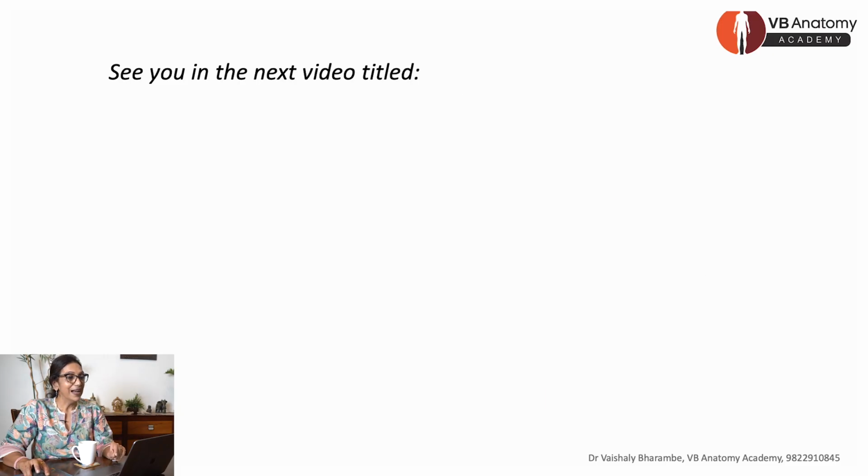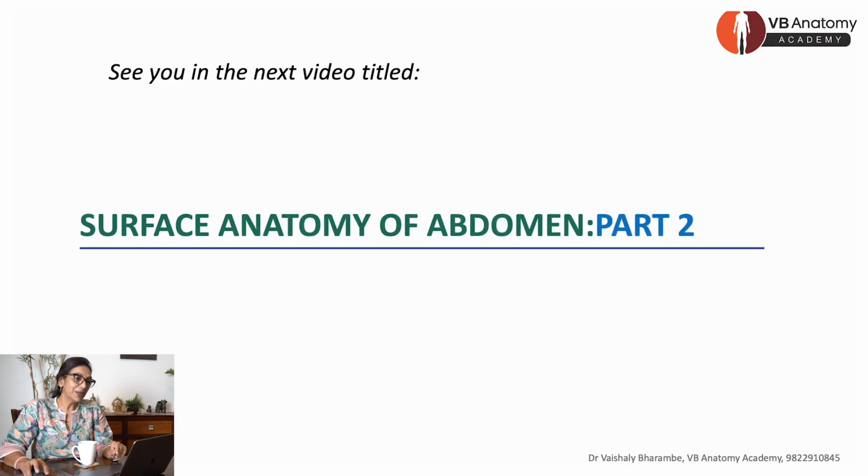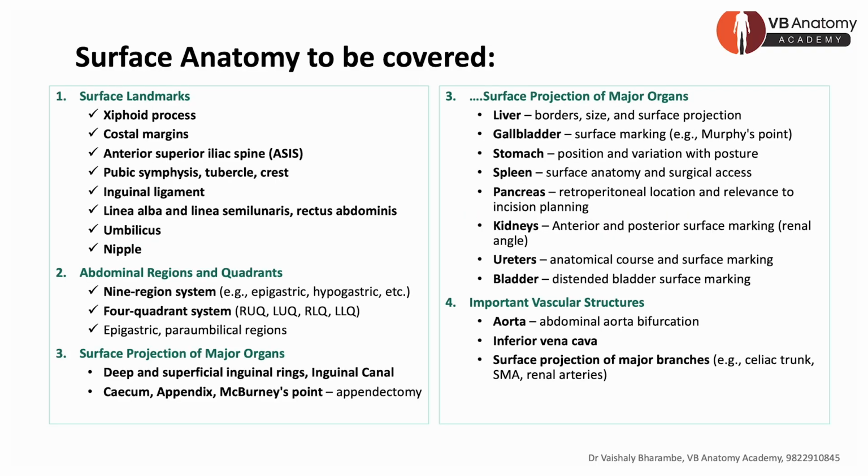Okay? I'll see you in my next video titled Surface Anatomy of Abdomen Part 2, in which we will cover surface projection of major organs like liver, gallbladder, stomach, spleen, pancreas, and some surface projection of vascular structures like aorta, inferior vena cava, and other major blood vessels.